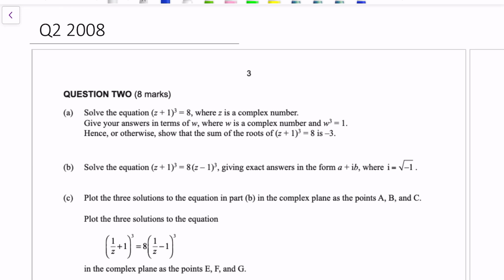This question here is all about complex numbers. Parts A and B are pretty standard. Part B flows on from that, and then part C has got a bit of geometry involved. And we're plotting solutions on the Argand diagram with a complex plane.